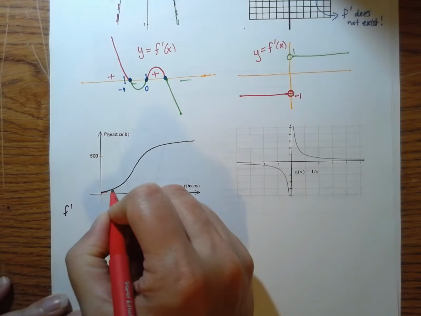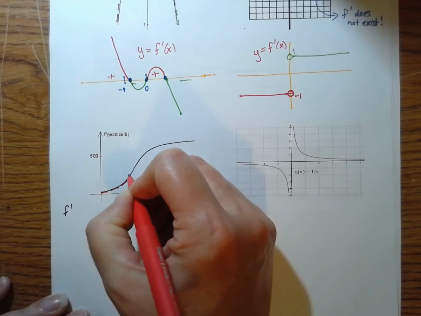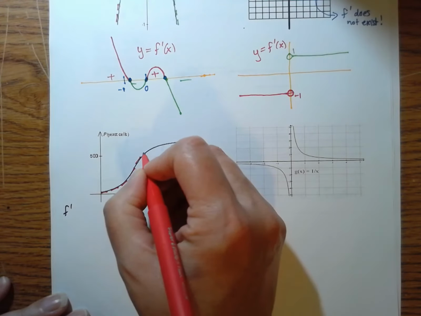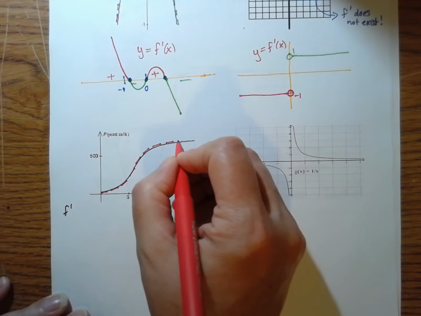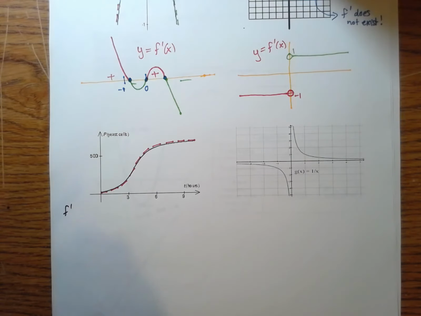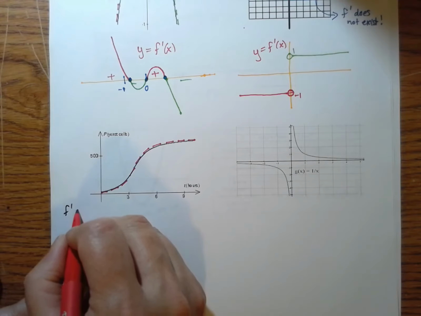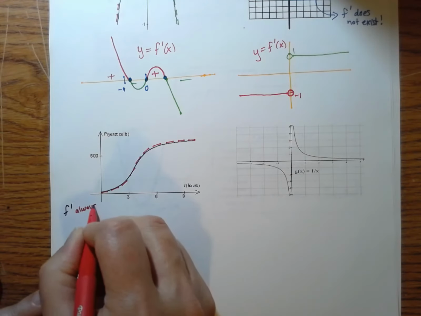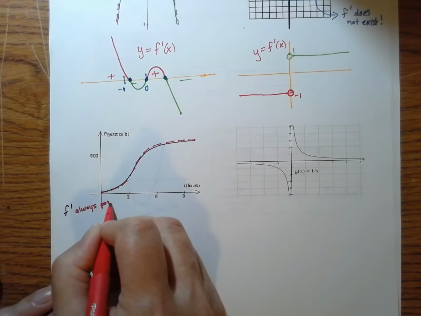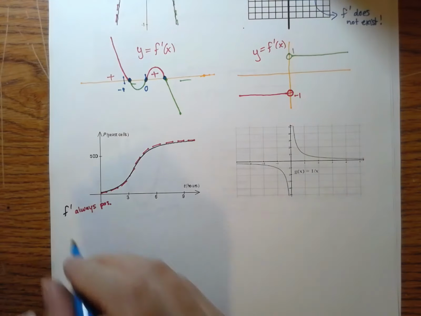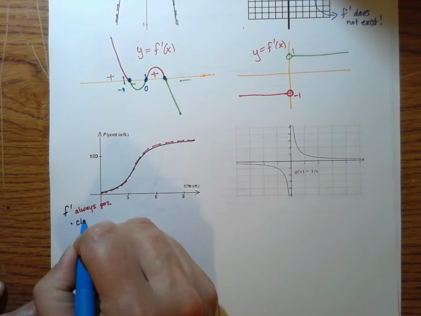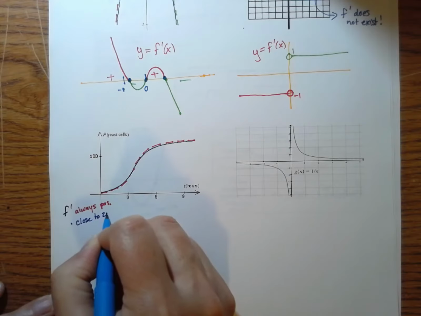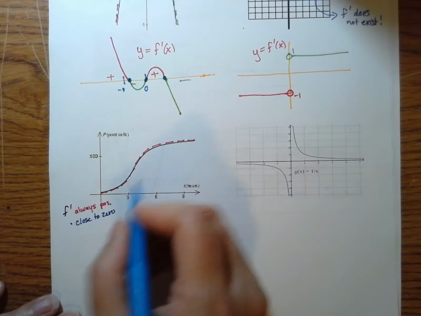So all of the derivative should be positive, since every tangent line I draw has a positive slope. Okay, so the derivative is always positive. Close to 0 at the ends. In other words, the further out we go.